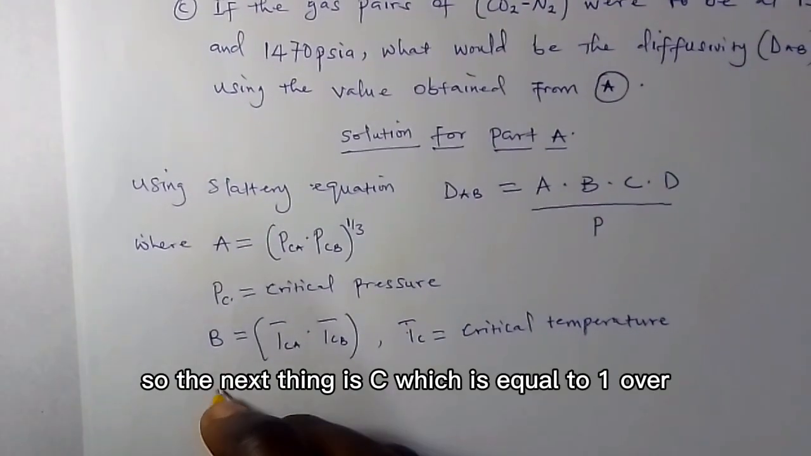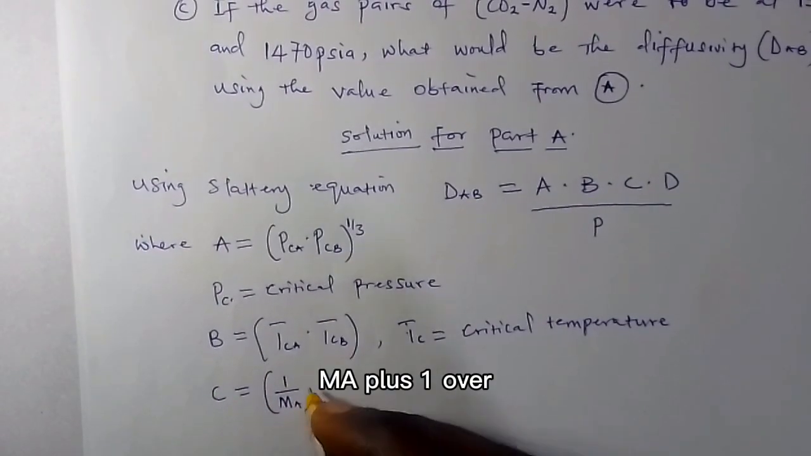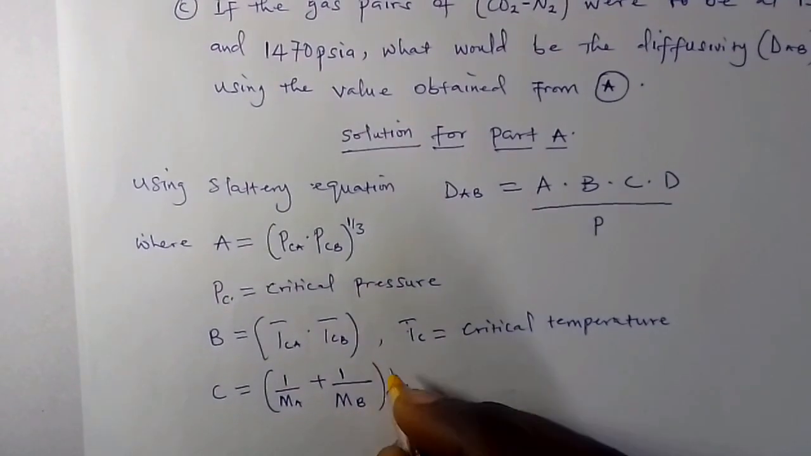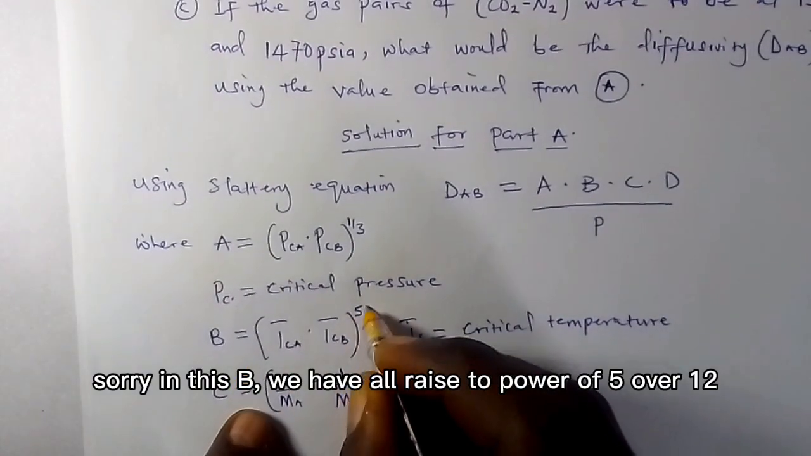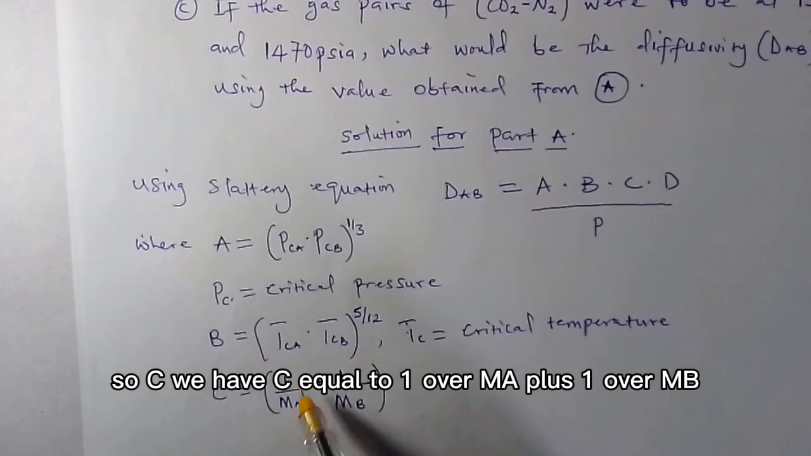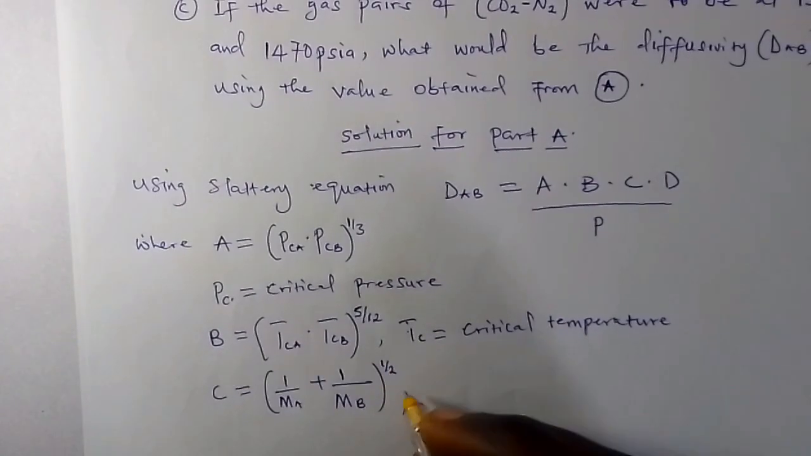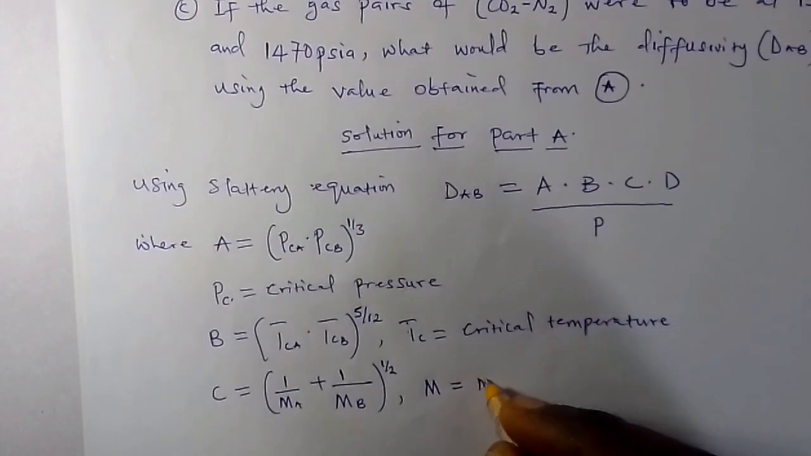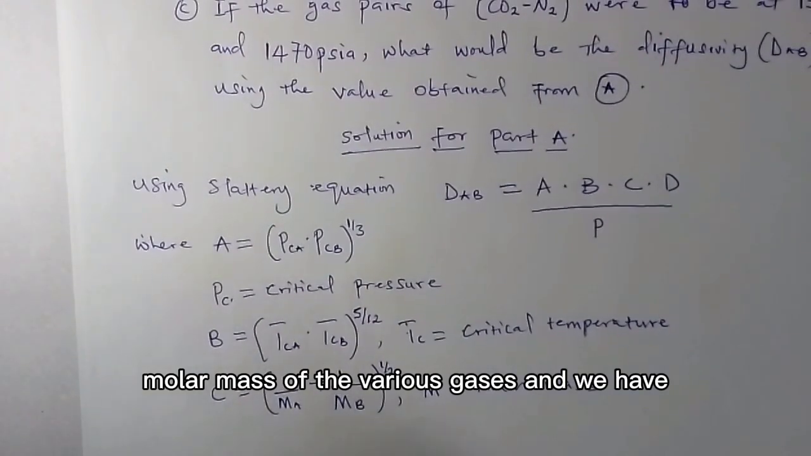So the next thing is C, which is equal to 1 over MA plus 1 over MB. Sorry, in this B we have all this raised to the power of 5 over 12. Sorry, that is a correction. So C is equal to 1 over MA plus 1 over MB, all raised to the power of 1 over 2, where M is the molar mass of the various gases.